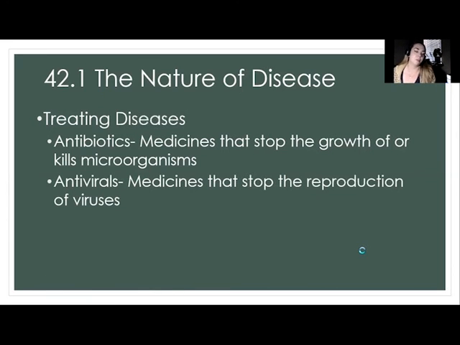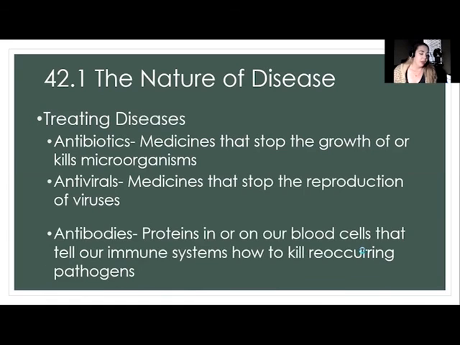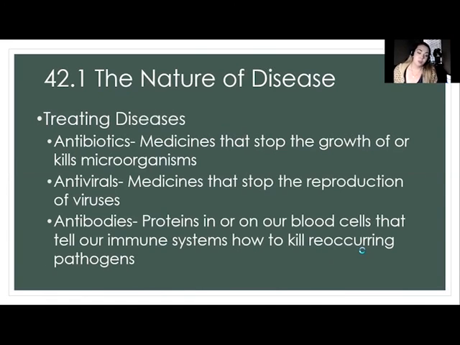Antivirals are medicines that stop the reproduction of viruses. And antibodies are proteins in our blood that tell our immune system when to kill something. For example, once you've had a sickness, your body has learned about that sickness and it has developed antibodies to fight that pathogen. So instead of getting the same flu or the same cold over and over again, you might get infected with a single type of bacteria or virus a few times in your life, because your body figures out how to fight it off. It doesn't happen all the time, but it is a relatively reliable system.